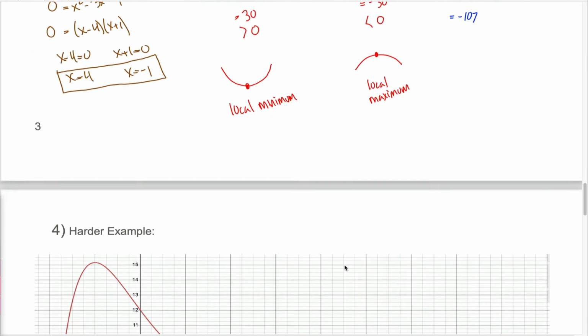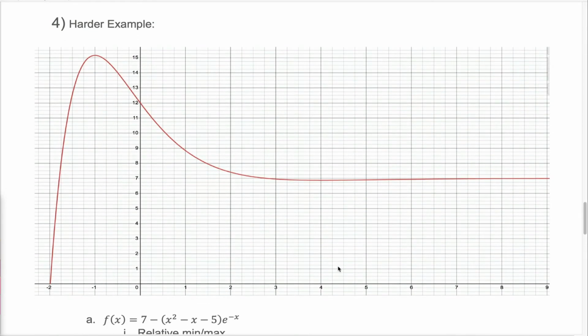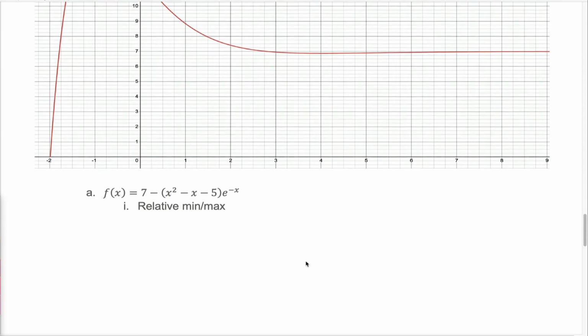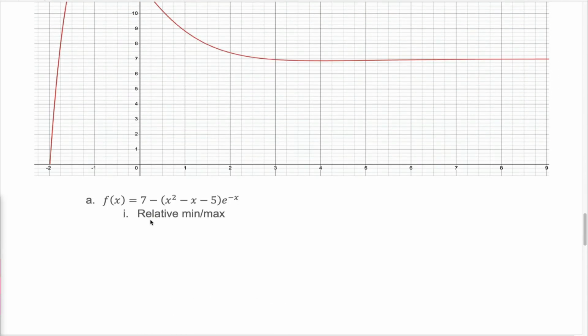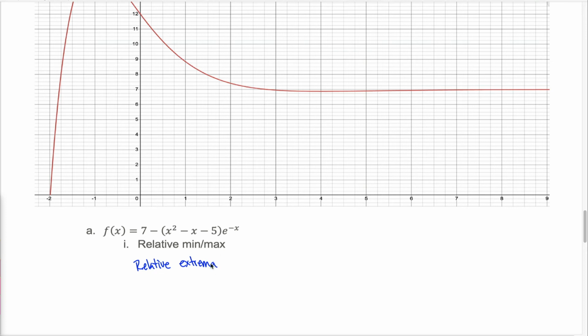How about one more example, and then we'll call this video good. This function again, maybe it'll bring back bad memories. You saw this in the previous section. My function f of x equals 7 minus x squared minus x minus 5 times e to the negative x power. Let's first look for any relative minima or maxima. Collectively, they can be referred to as relative extrema. Well, first I got to figure out my critical values.